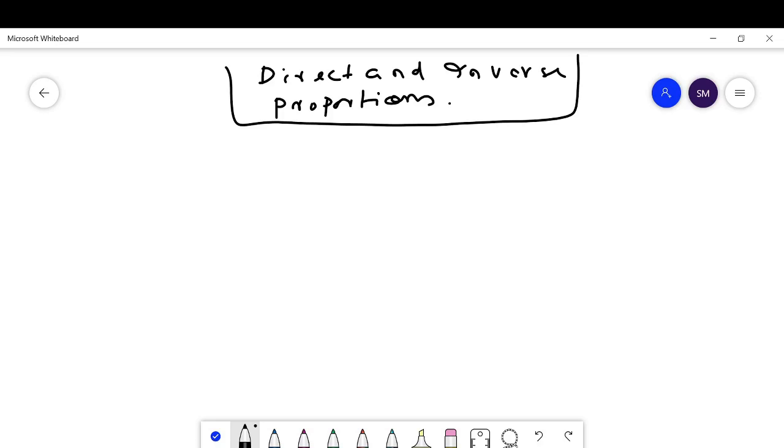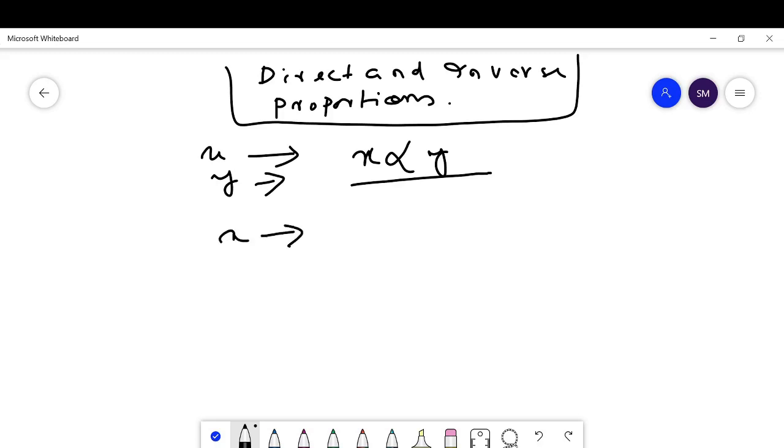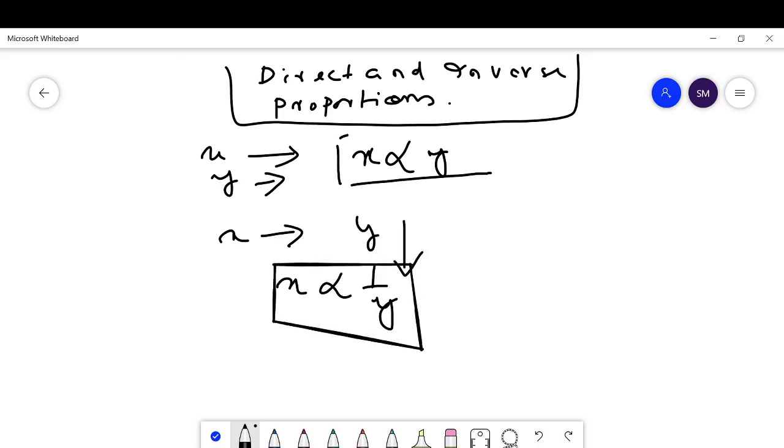Now let us discuss more. What are variations? Direct proportions or direct variations: when x increases, then y increases. This is called direct variation, x is directly proportional to y. But when x increases, then y decreases, this is called x is inversely proportional to y. This is inverse variation.